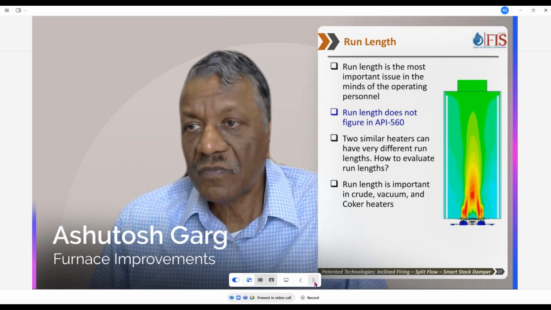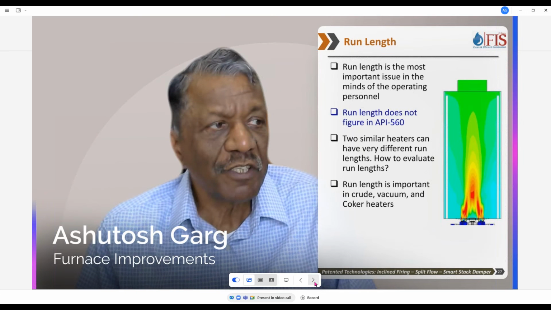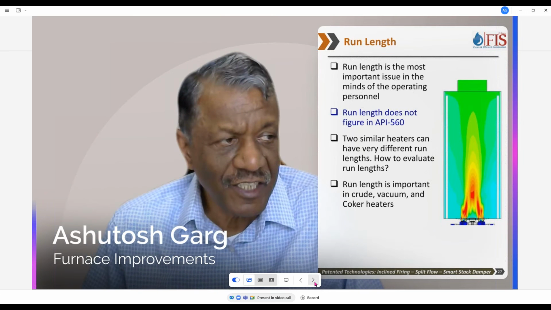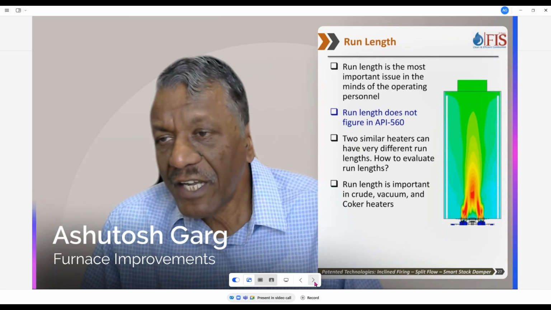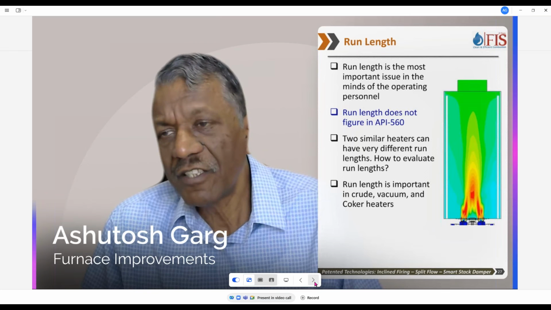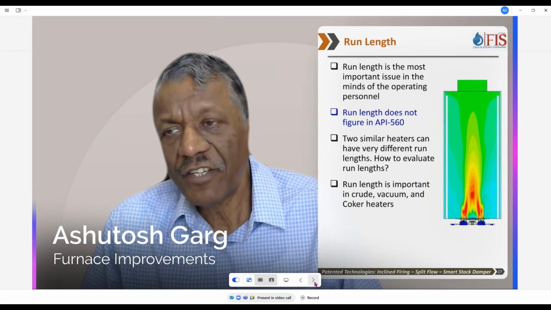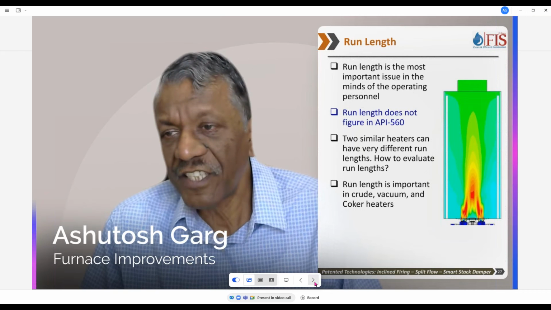And we don't talk about it, we don't even evaluate what is the coking potential, what is the run length. So as a result, you can buy a heater which may have a much higher coking potential, and you may have to shut it down every 2 years without realizing it.